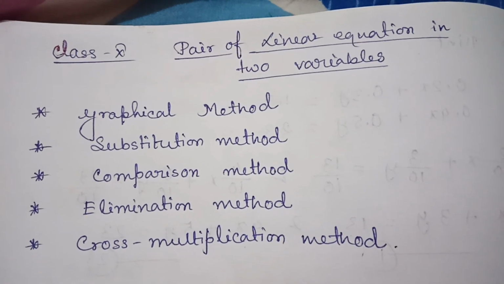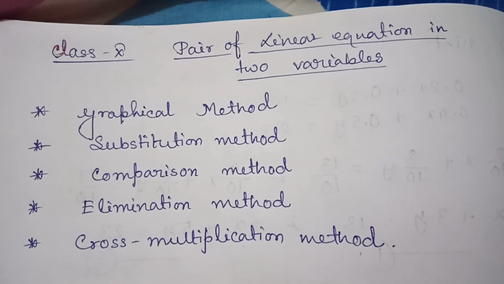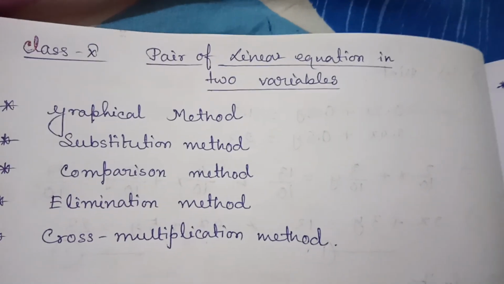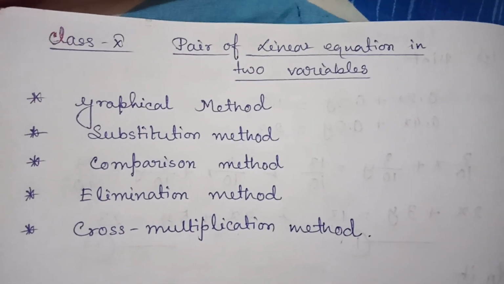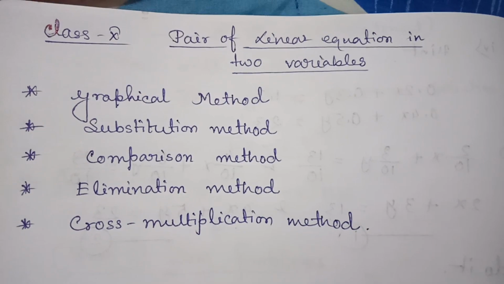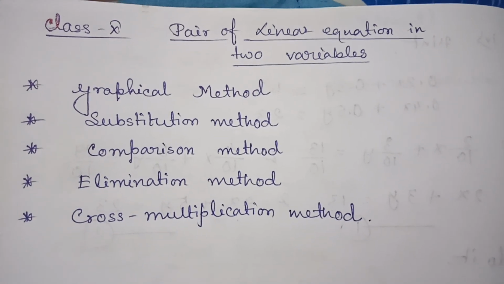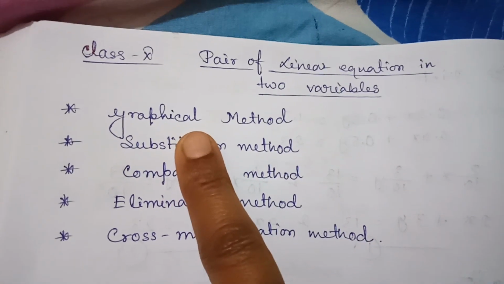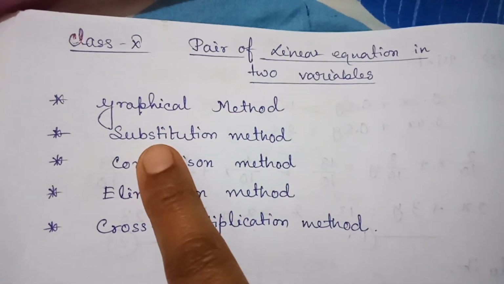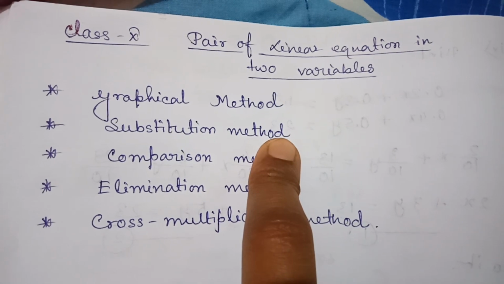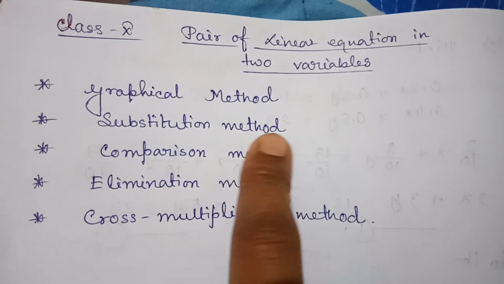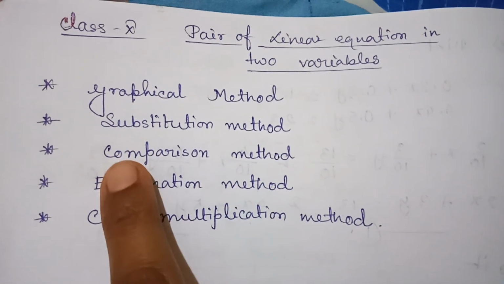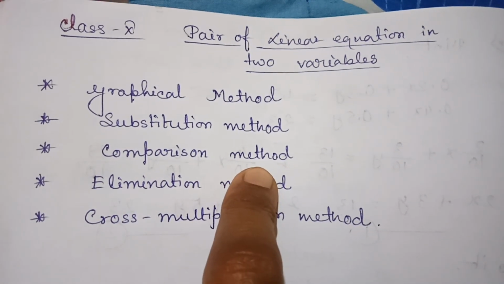Today we are going to learn class 10's pair of linear equations in two variables, and one of the methods for solving this pair of linear equations. Now in the previous sessions we have completed the graphical method and substitution method. Today we are going to do the elimination method first and then the comparison method.